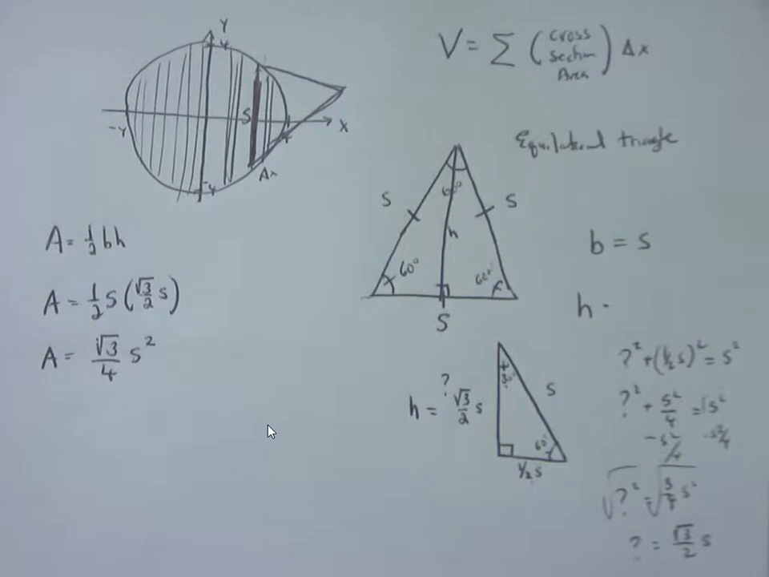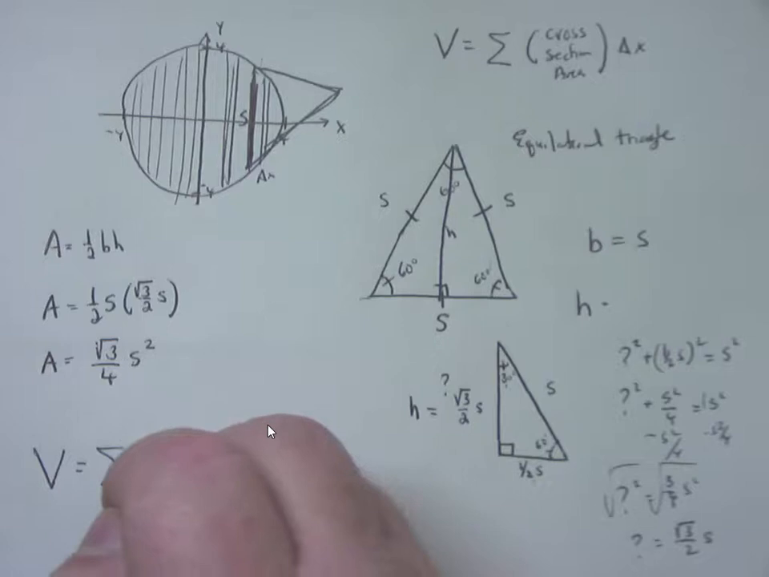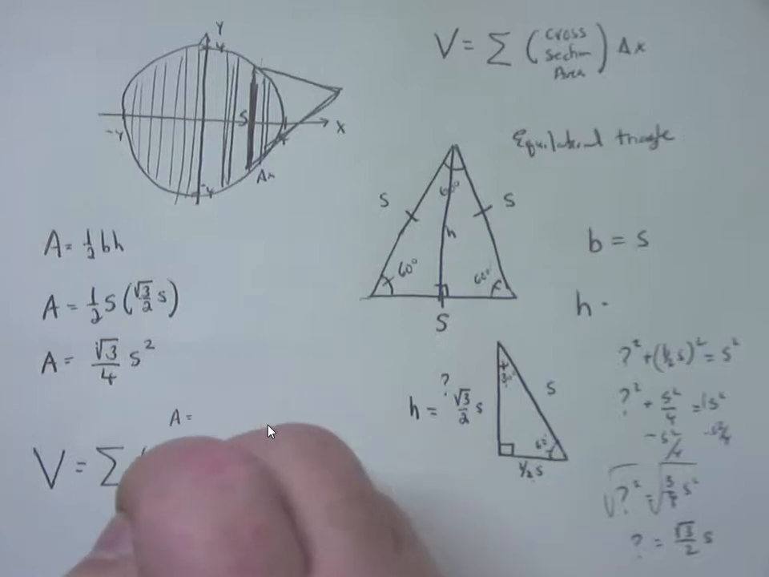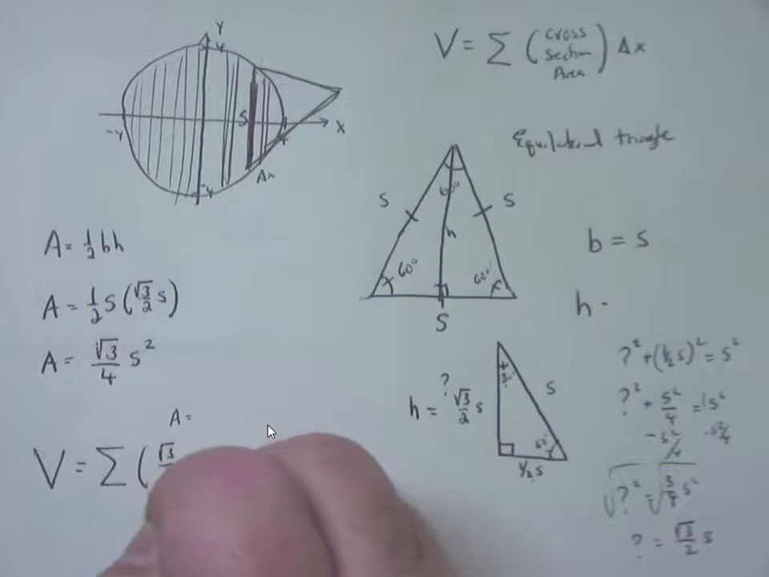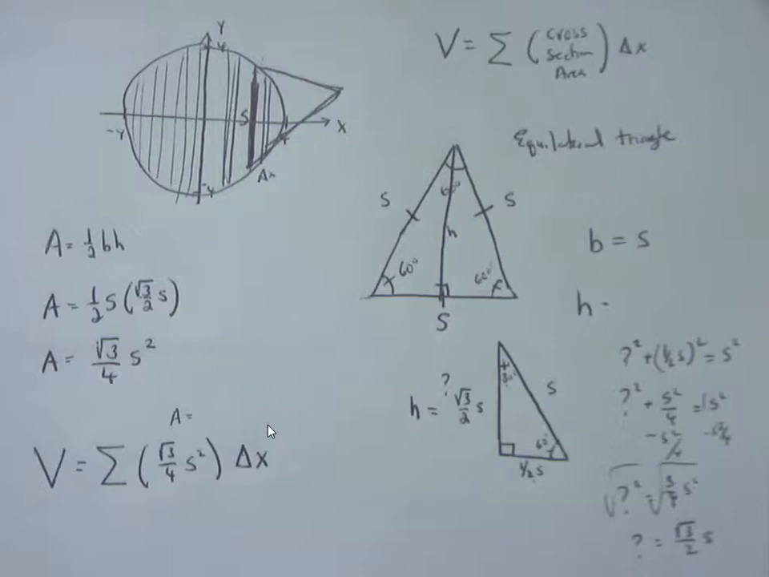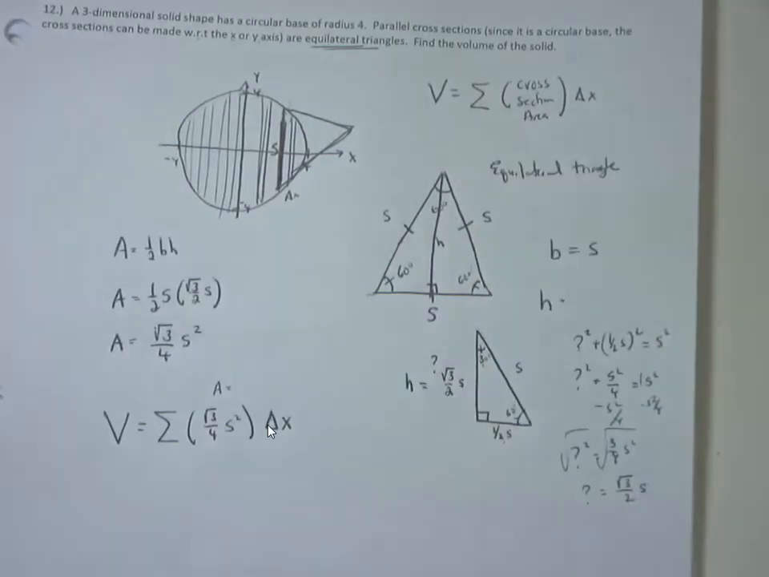Now, here's the deal. So volume is equal to the sum of the cross-sectional area, but that cross-sectional area is equal to the square root of 3 over 4 S squared. And you guys decided to go delta X on this thing. So I'm plugging it into my formula. But here's the deal. I need to have this thing typically in terms of X, or at least X or Y. I have to convert it to X or Y. Now here's the deal.